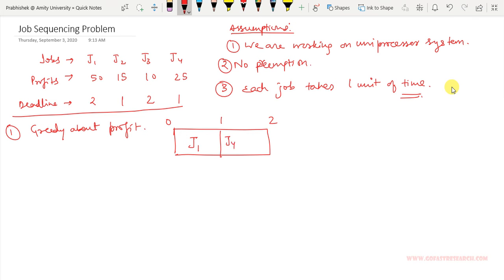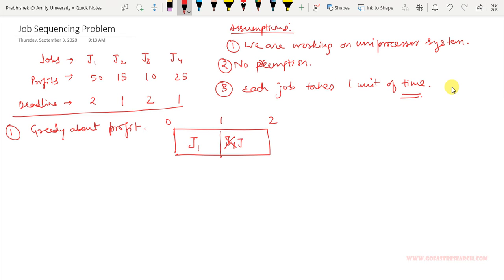But can we execute J4 on the second month? Because the first one, J1, has been executed, and the deadline of J4 is what? 1. 1 means it must be completed in the first month. But on the first month J1 was completed, so this job cannot be completed on the second month because its deadline is over.